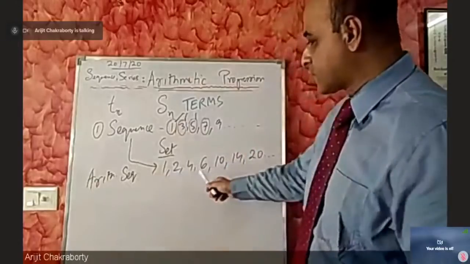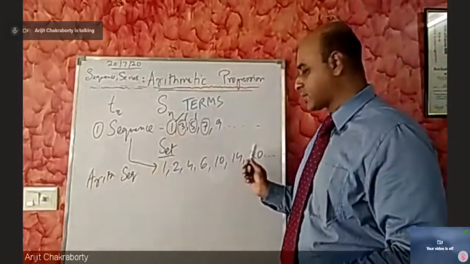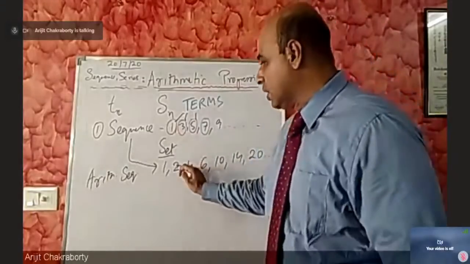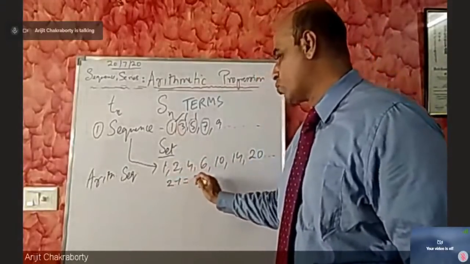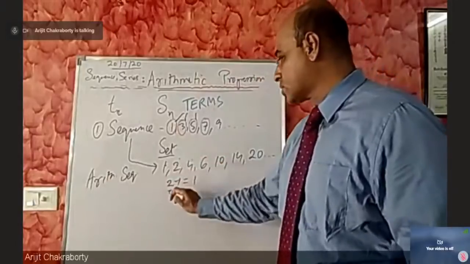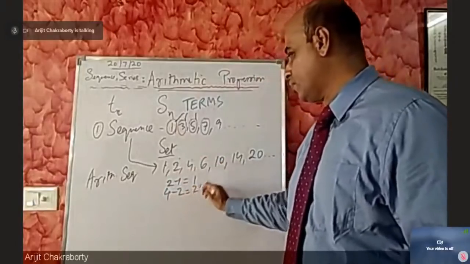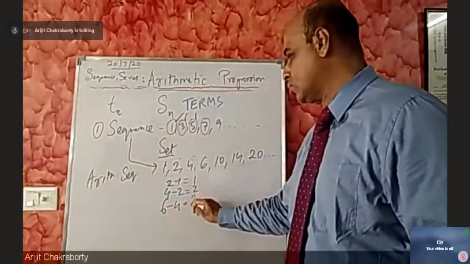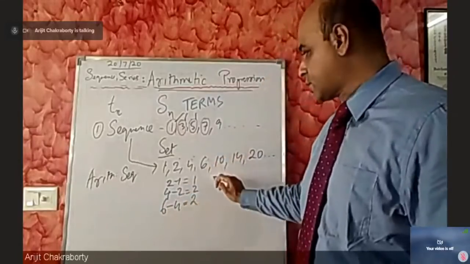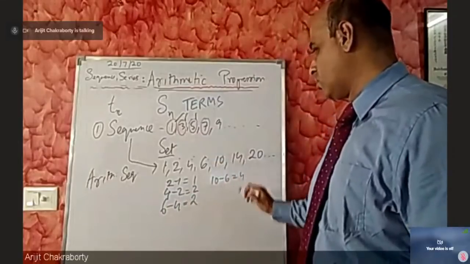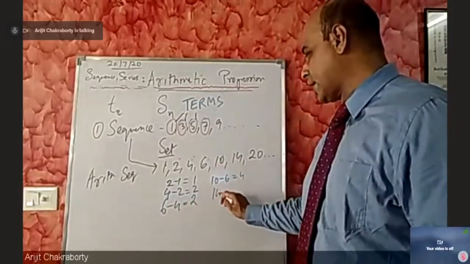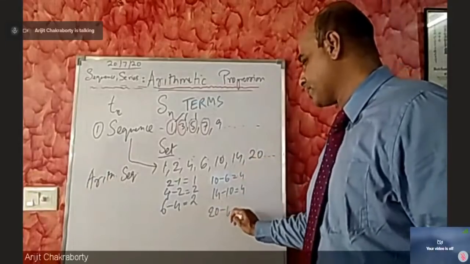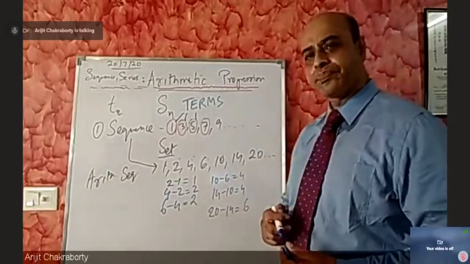What is an arithmetic sequence? Please see, in this case 1, 2, 4, 6, 10, 14, let us look at the difference between the terms. 2 minus 1 is 1. 4 minus 2 is 2. 6 minus 4 is again 2. 10 minus 6 is 4. 14 minus 10 is 4. 20 minus 14 is 6.